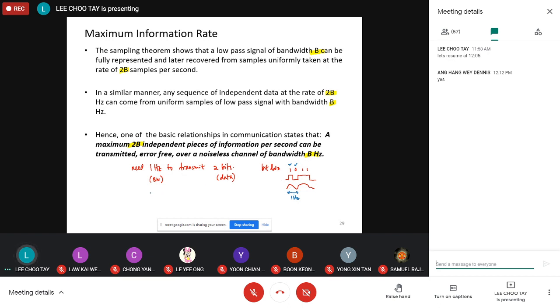So this gives us that the theoretical minimum bandwidth is basically RB over 2, where RB is your bit rate. I'm going to use RB a lot later on. RB is meant for your bit rate. So this is the theoretical minimum bandwidth.